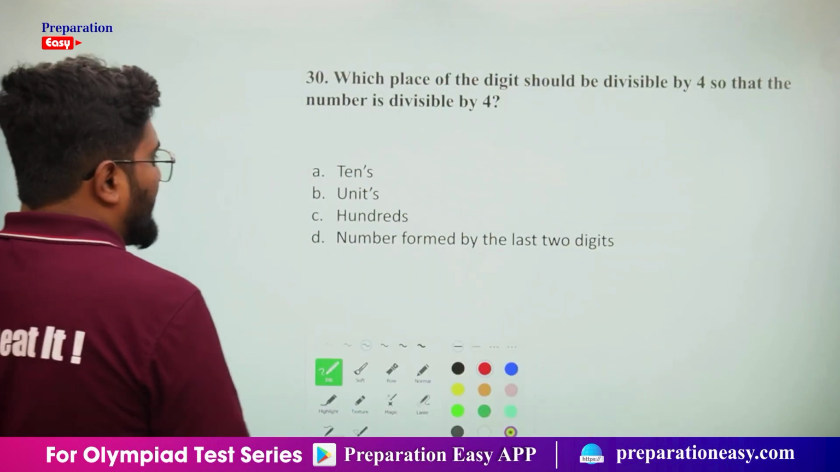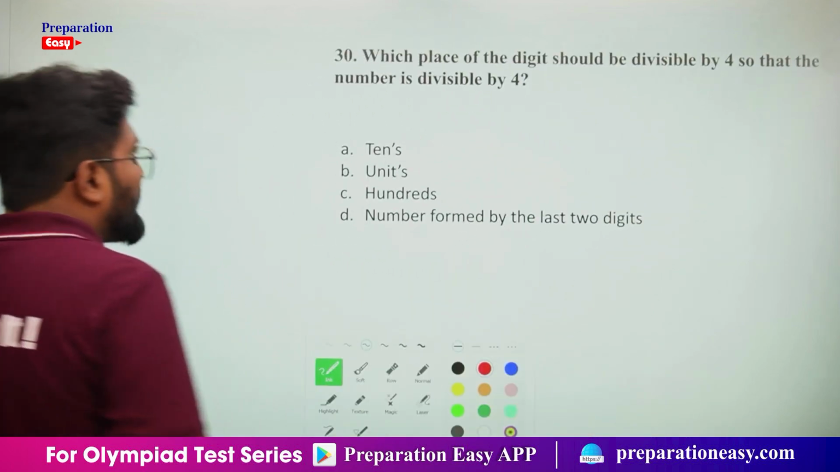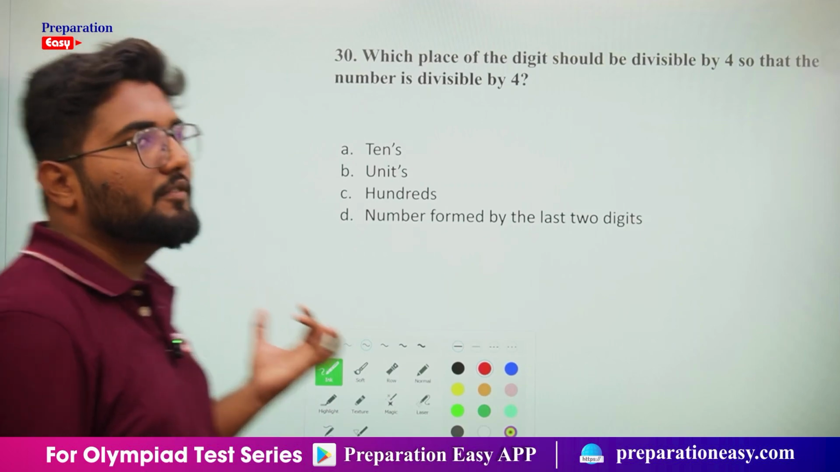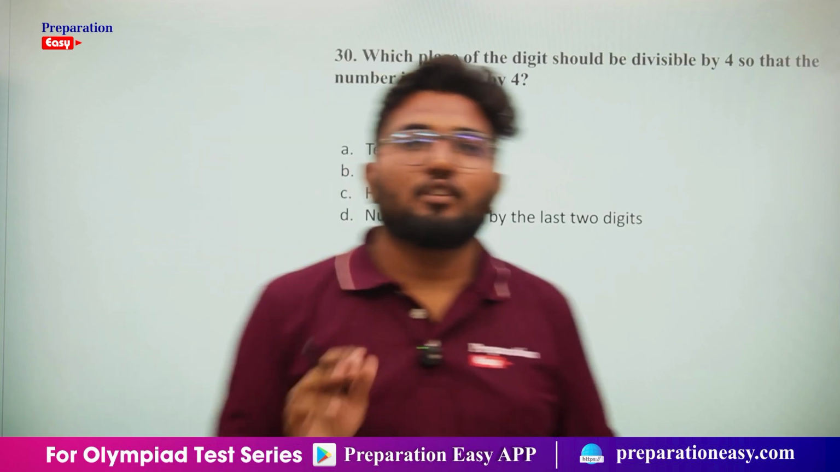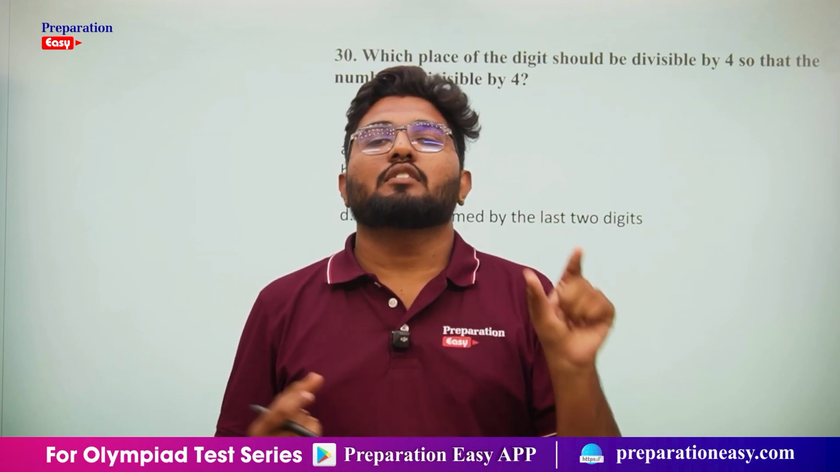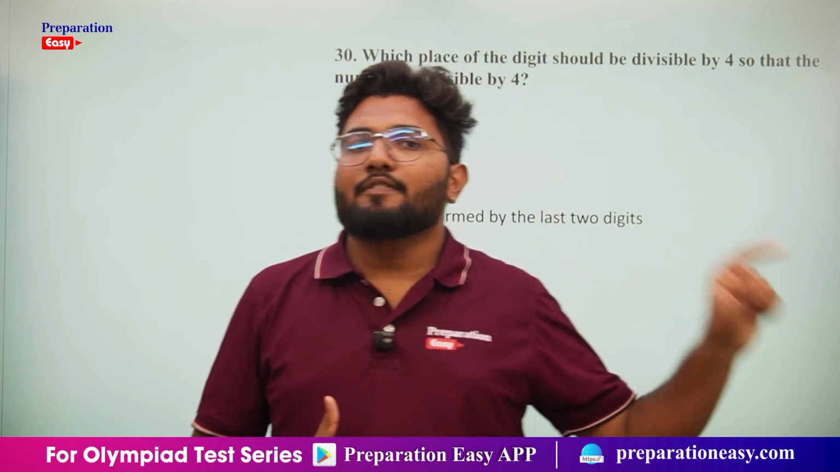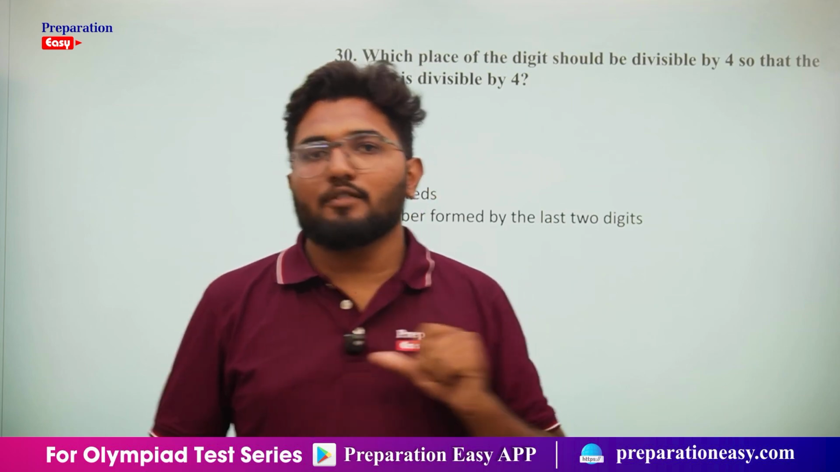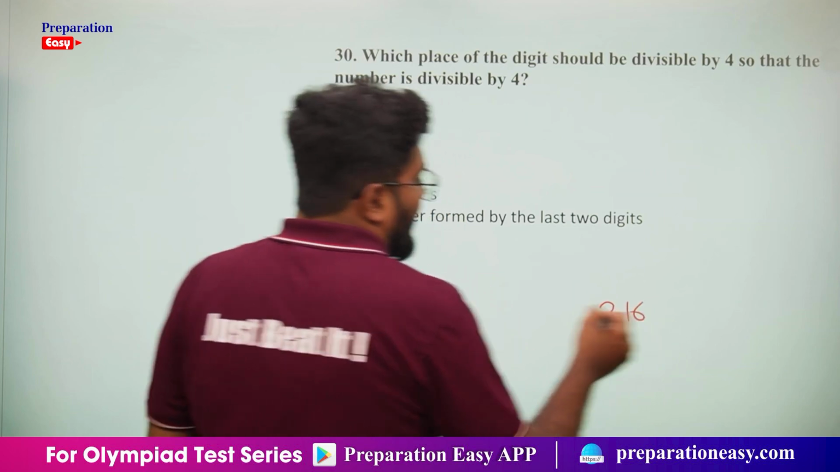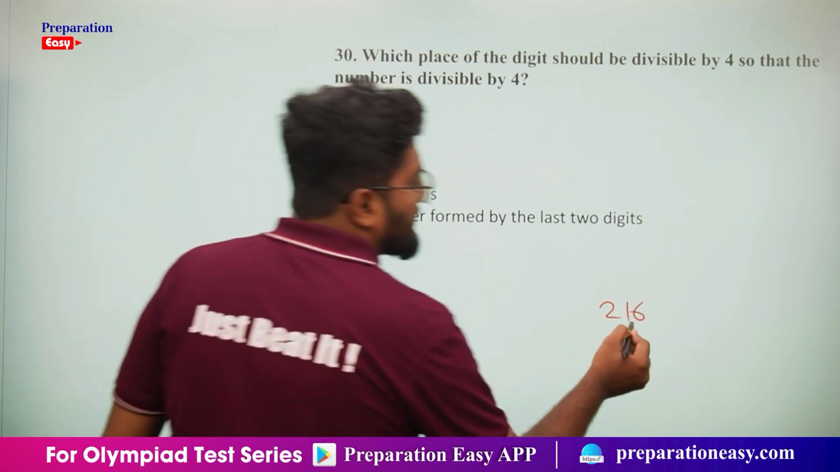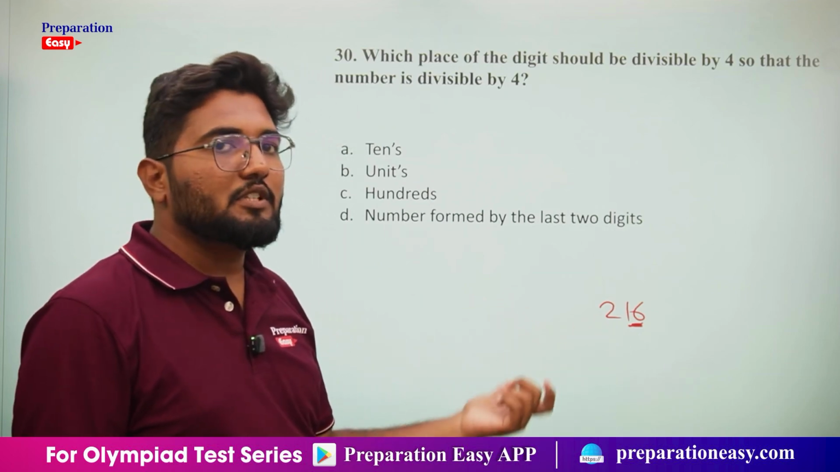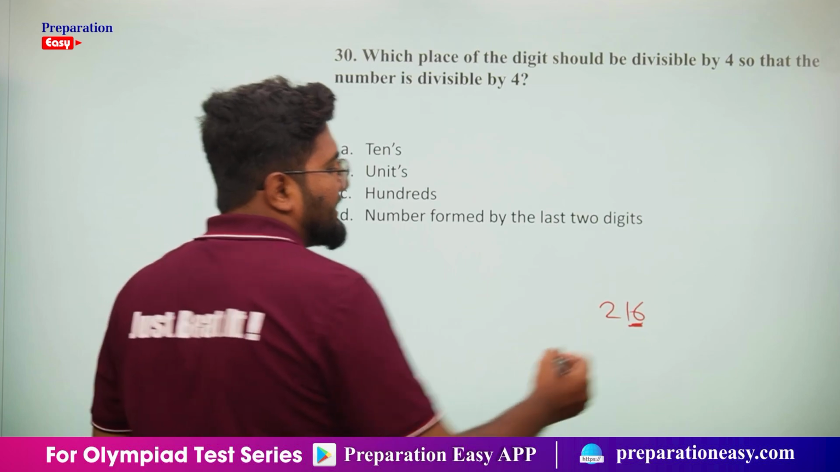Question number 30. Which place of the digit should be divisible by 4 so that the number is divisible by 4? The divisibility test for 4 is that if the last two digits of any number are divisible by 4, then the number is divisible by 4. For example, if I take the number 216, the last two digits are 16. Is 16 divisible by 4? Yes, it is divisible by 4. So 216 is also divisible by 4.